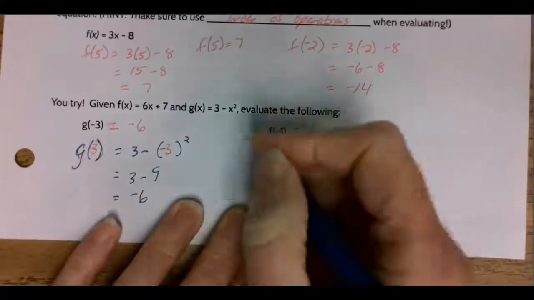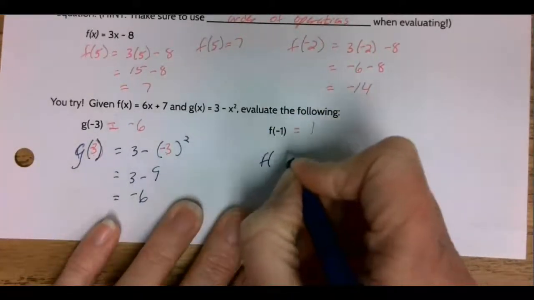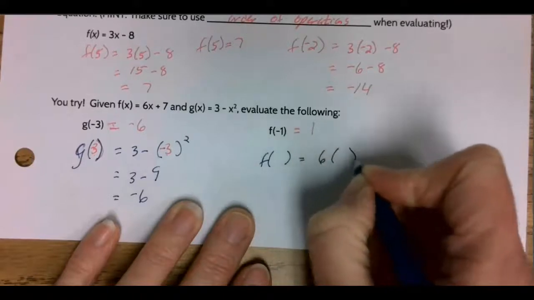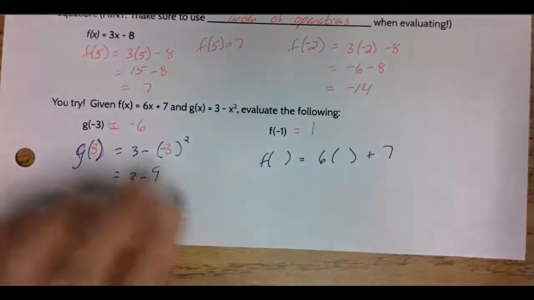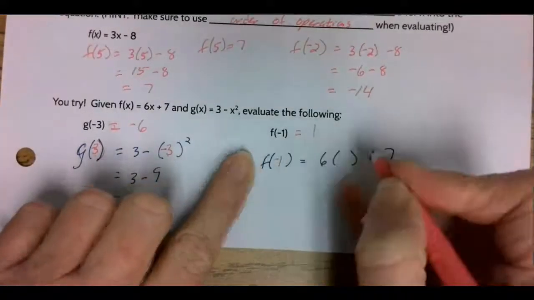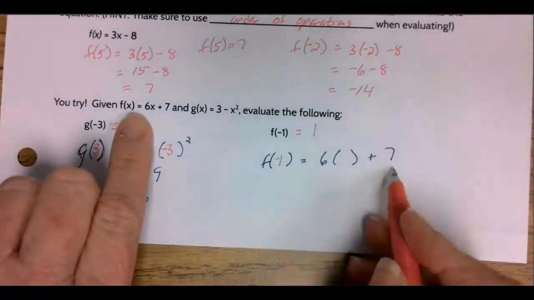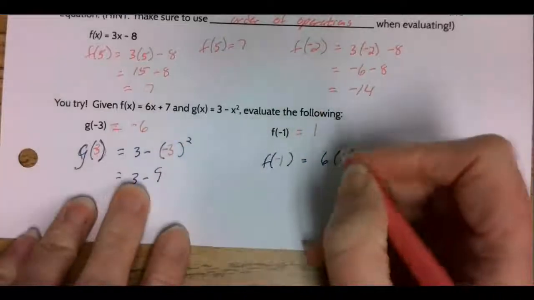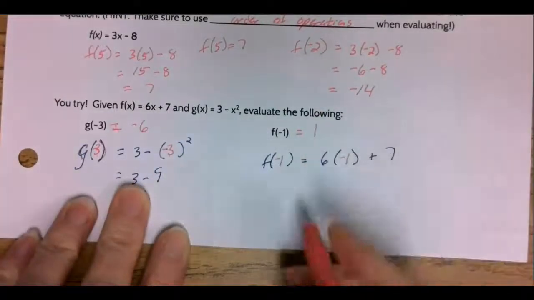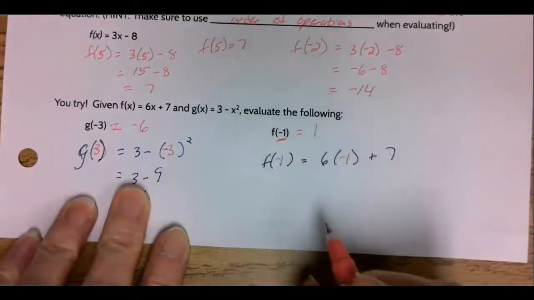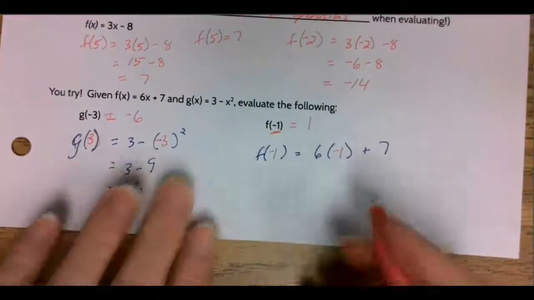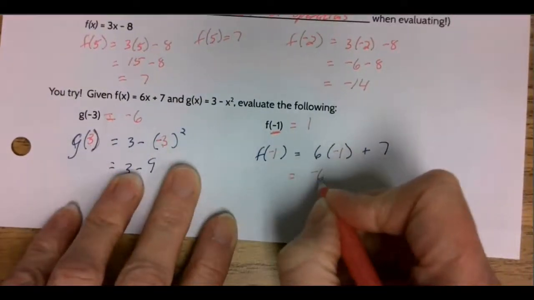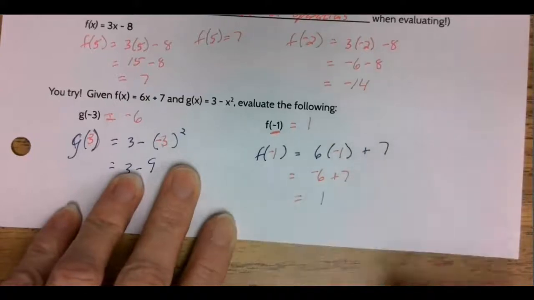Okay, let's do the same thing over here. So now I want to find f of negative 1, but I'm going to plug it into this function. All the function stays the same. It's just that wherever I see x, I'm going to replace it with negative 1. I just put that in because that's what they told me. So we get negative 6 plus 7, which is 1.